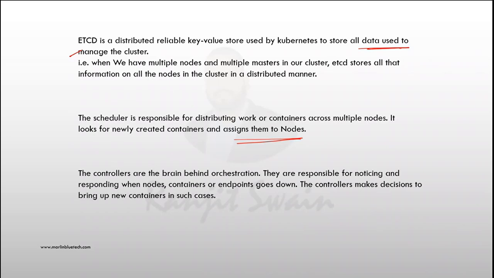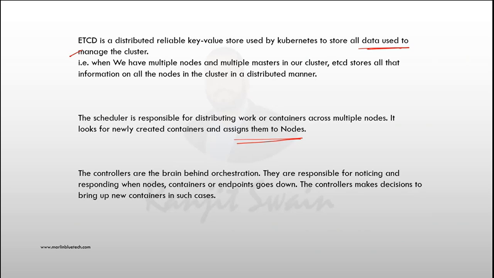What are the controllers? As I said, it is the brain behind the orchestration. They are responsible for noticing and responding; it is actually a kind of watchman, right? It will be watching the Kubernetes cluster all the time. It will be keeping an eye on the etcd 24/7. Every micro nanosecond, it will be just scanning the etcd database. If anything happens, any abnormality it finds, it immediately informs the scheduler. Then the scheduler will take care.